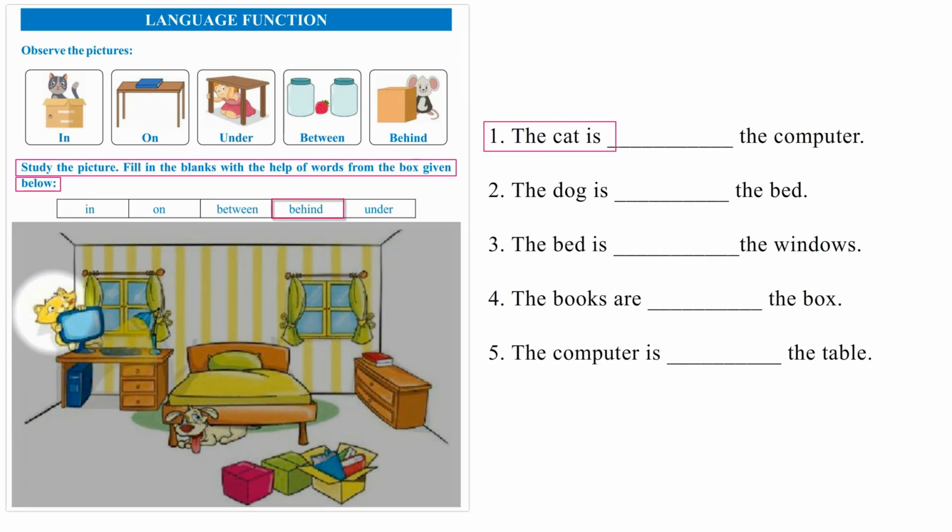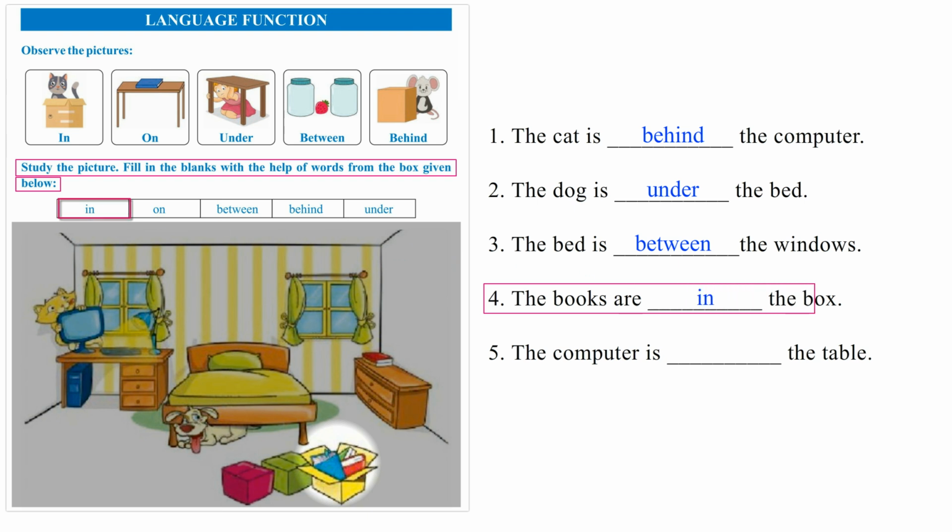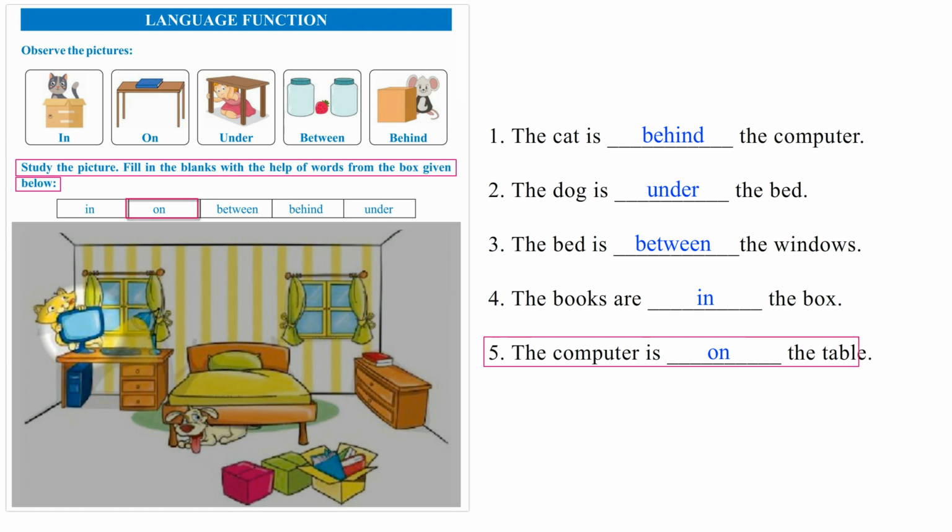The cat is behind the computer. The dog is under the bed. The bed is between the windows. The books are in the box. The computer is on the table.